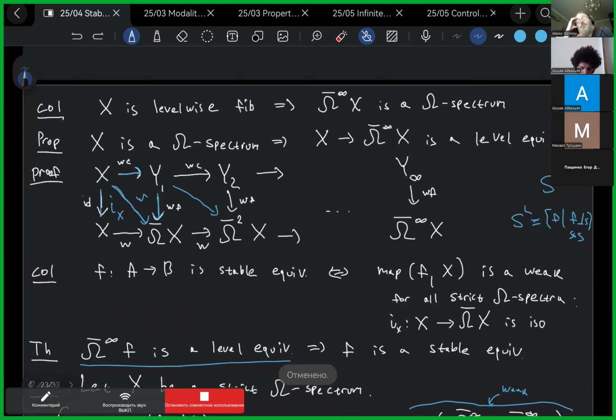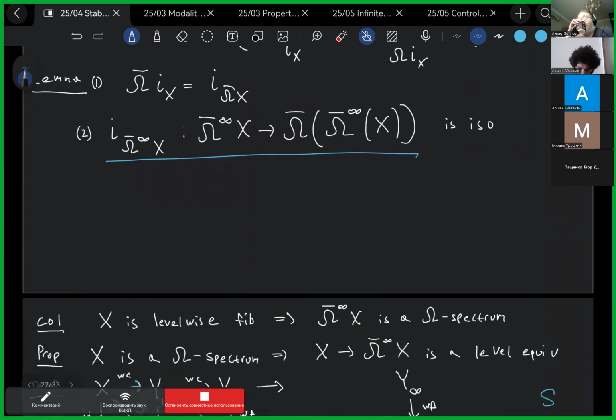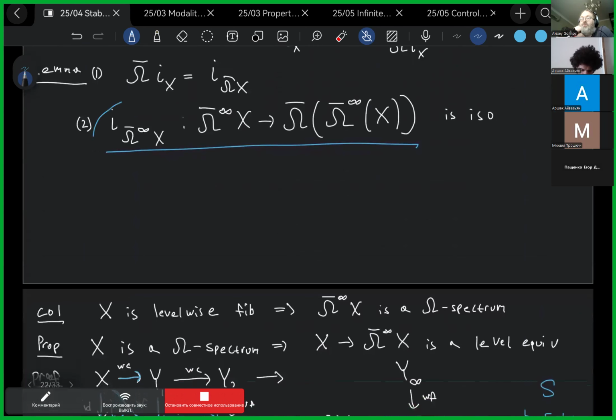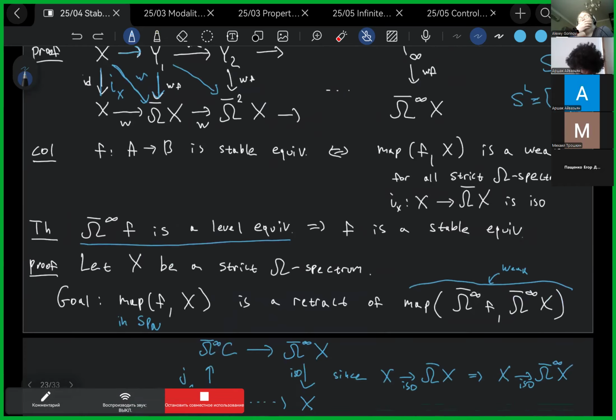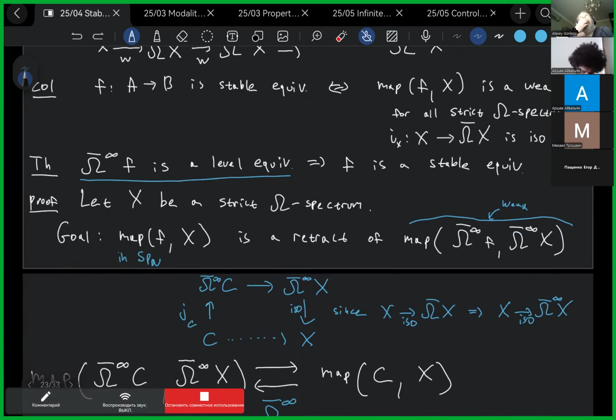No, we already know this. It was obvious by definition that this is the fibrant replacement in the stable model structure, but because it's just a strict omega spectrum by this proposition, and of course an omega spectrum, now we prove that it detects stable equivalence. Okay, how will we do it?